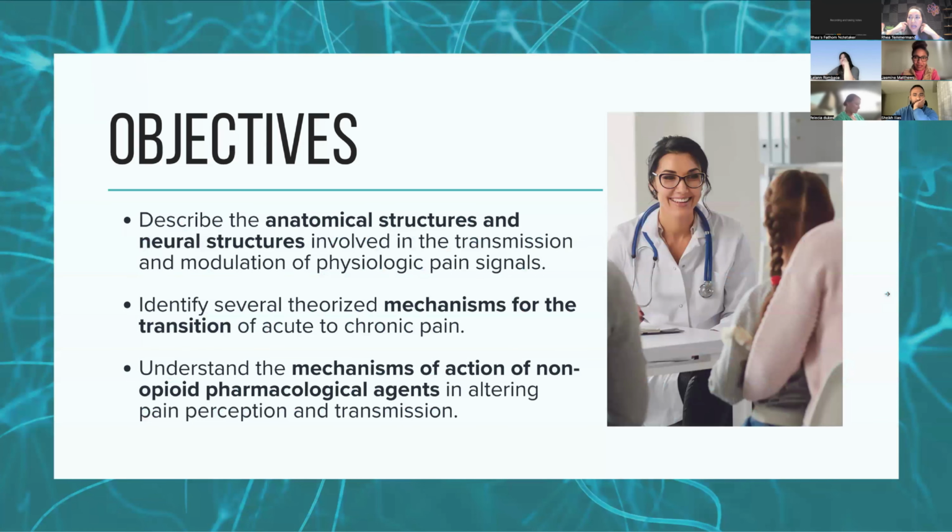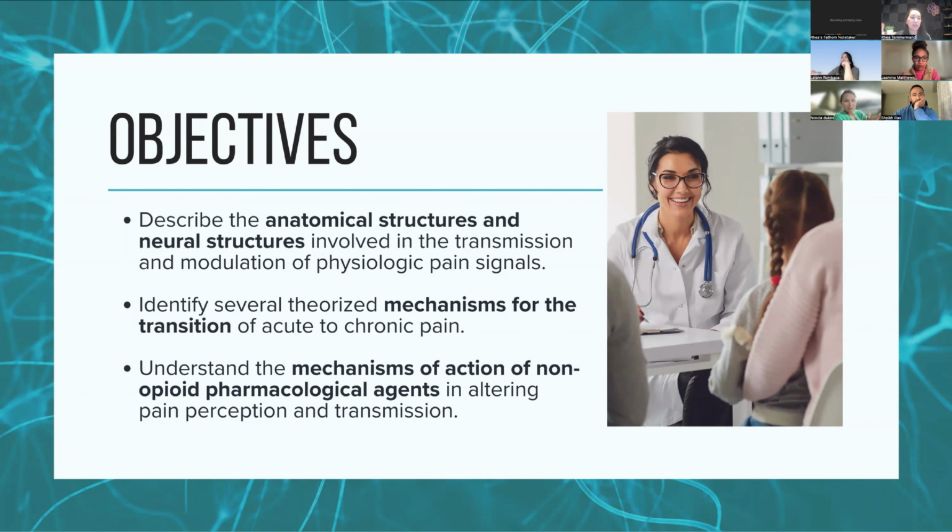For this talk today, we're going to go over a lot of the anatomical structures, the neural structures that make up the pain pathway. We're going to talk a little bit about chronic pain, how chronic pain occurs, how this transition from acute to chronic pain occurs, and very briefly touch on some mechanisms of action of some non-opioid agents.